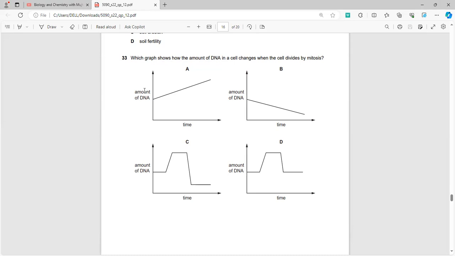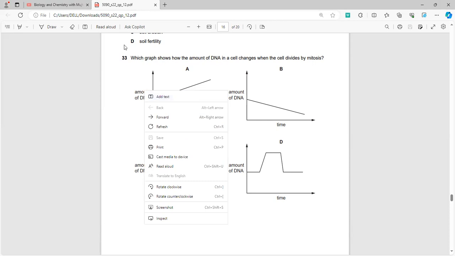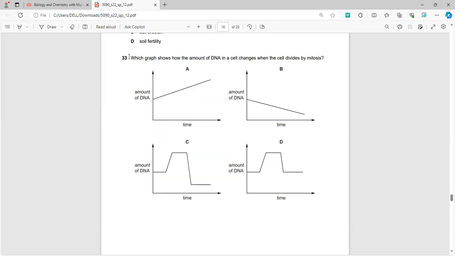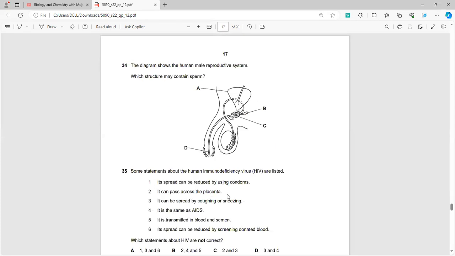Now, in question 33, we need to know that in mitosis, there is asexual reproduction. So the offspring are exactly identical to the parents, and basically they follow the ratio 1:2 in contrast to 1:4 in meiosis. So the amount of DNA is exactly doubled as time progresses.